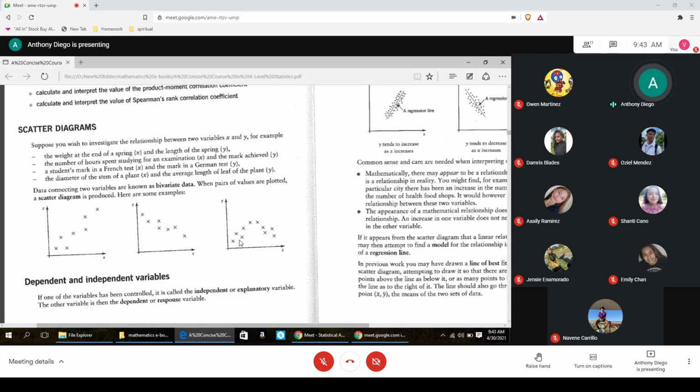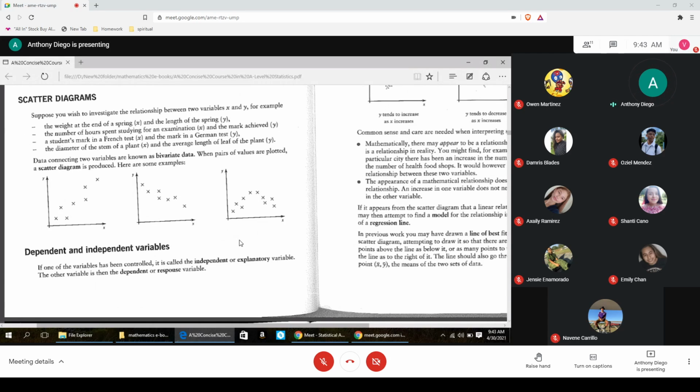Now, also, you should know that the independent variable is also known as the explanatory variable, and that the dependent variable is also known as the response variable. So you should be able to note those two.